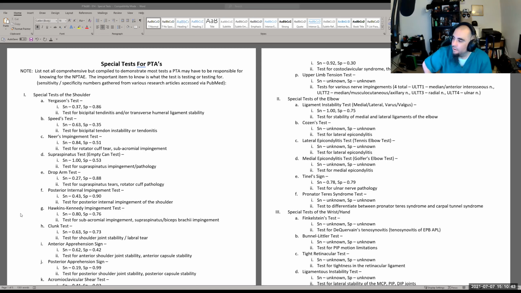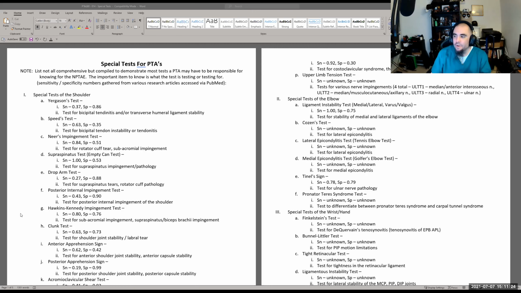A PT says something about the Bunnell-Littler test, which I can't even tell you really what it is. If your PT says that, this sheet will tell you what that test is specially designed for. So a special test is designed to either rule in or rule out a condition. We're going to talk about that in the PowerPoint. But this Word document is designed to give you a quick snapshot of all of the special tests that are out there. I organized them by shoulder, elbow, hand, and then I went hip, knee, ankle, and went through all of them. There are a lot.